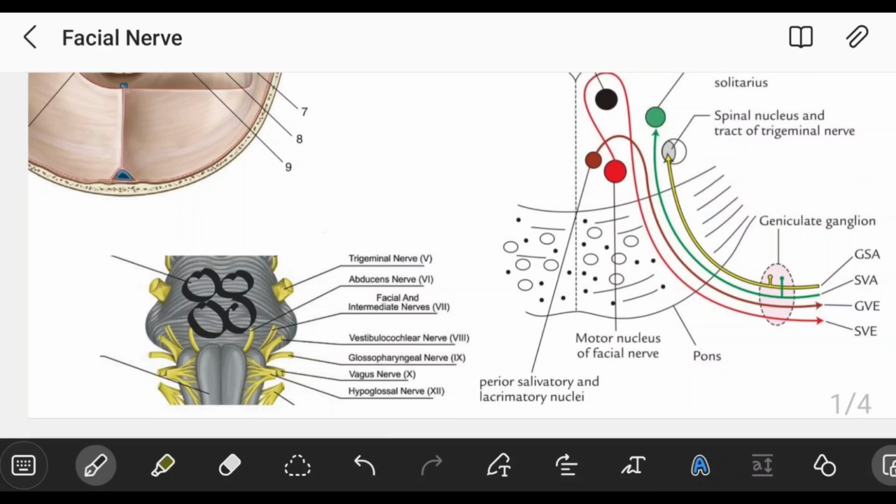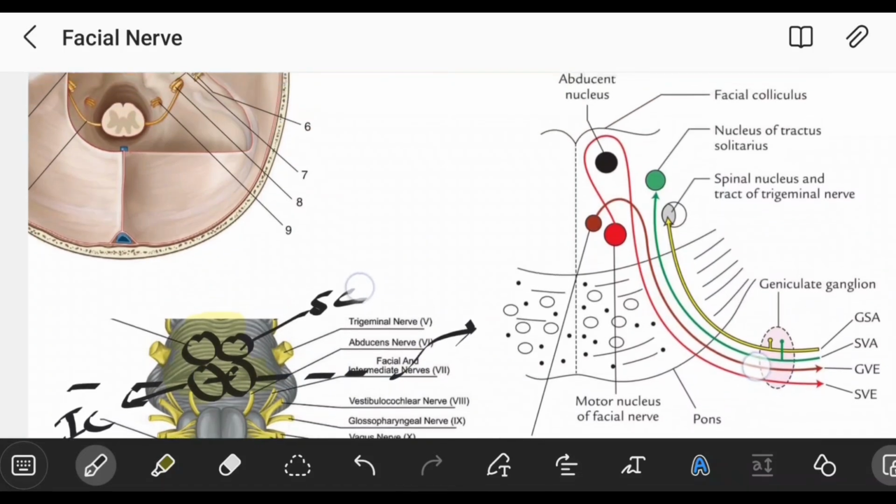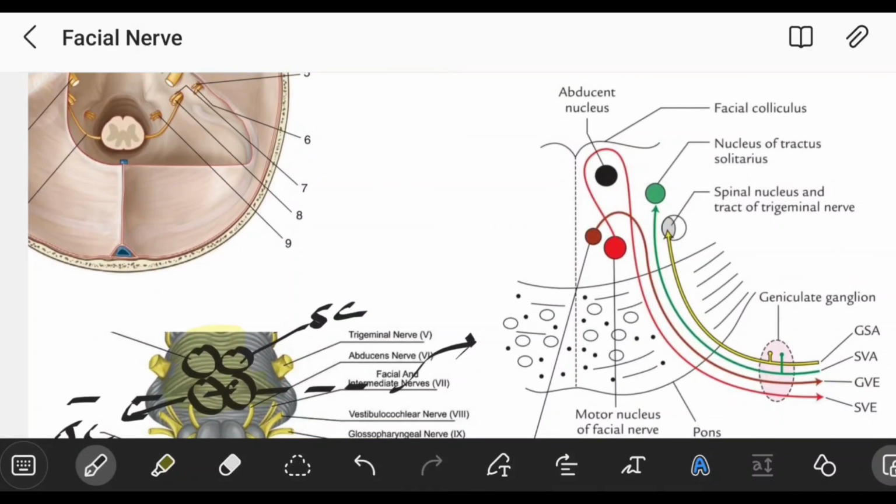As you can see in the diagram over here, this entire region is your pons, and this comprises the superior colliculi and the inferior colliculi. When you take a transverse section across the inferior colliculi, you get something like this. Now, the number one thing in the facial nerve that we will learn is the origin of the facial nerve.